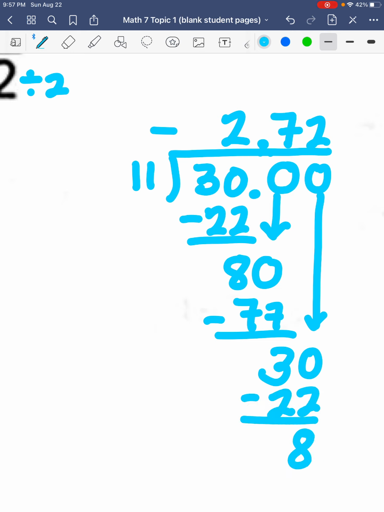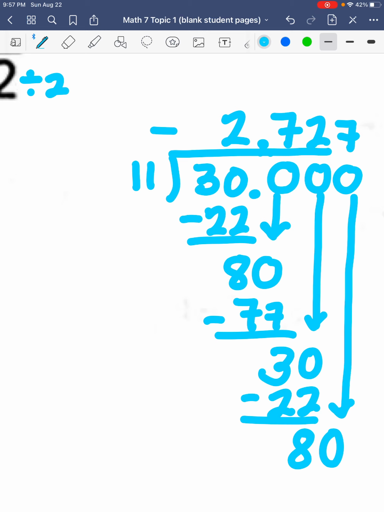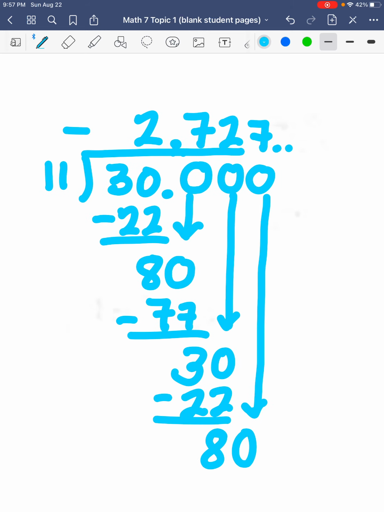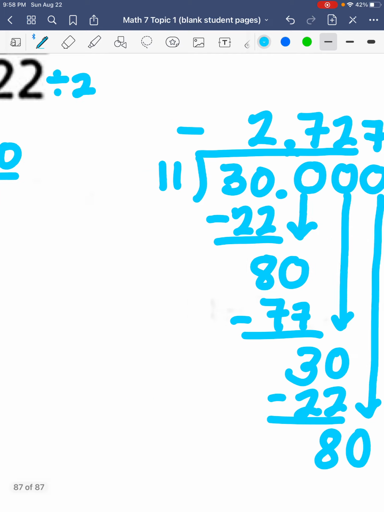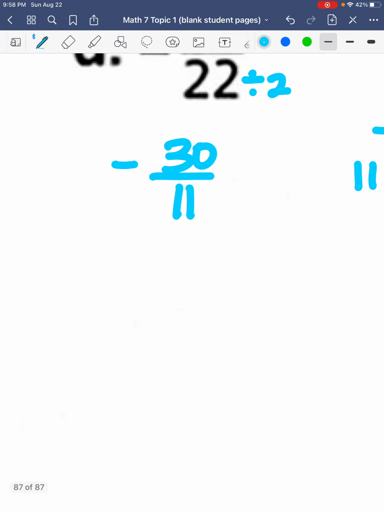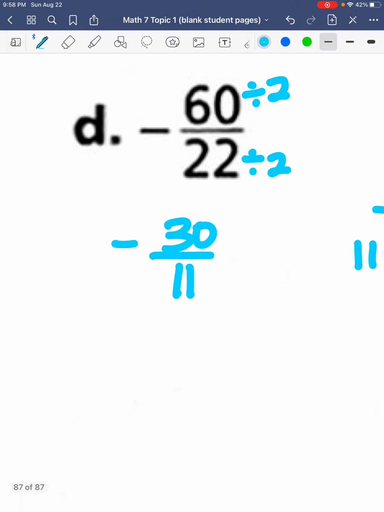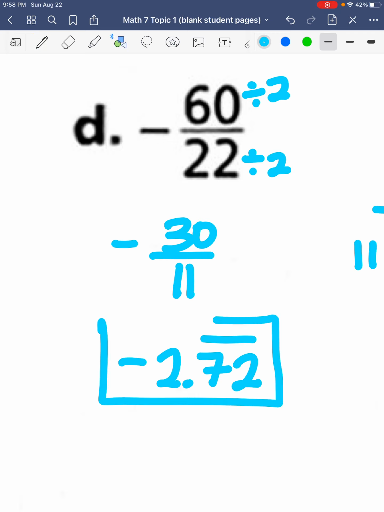And are you seeing a pattern here? Even if I were to add another 0 and bring that down, I'm going to have 7 up here, and my pattern is repeating. Okay? I would have 2 next, 7 next, and so on. So the decimal equivalent for negative 60 over 22 or negative 30 over 11 is negative 2.72 repeating.